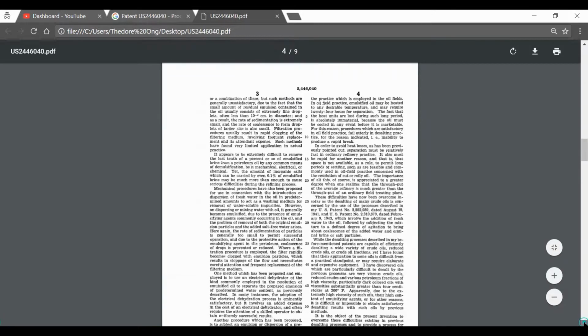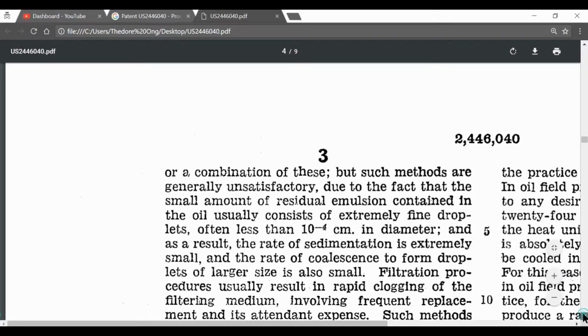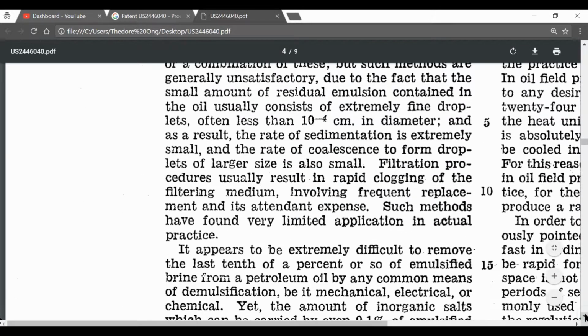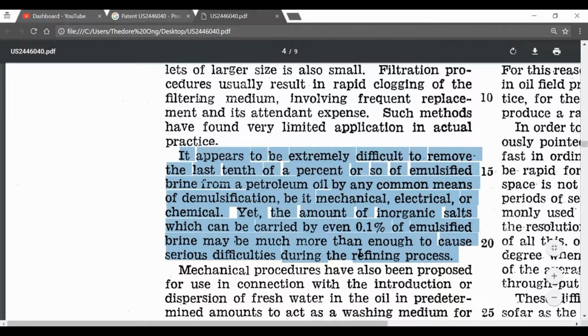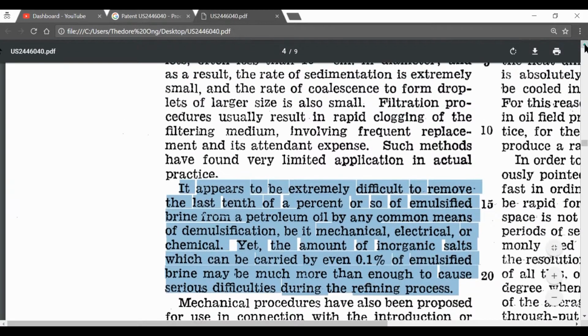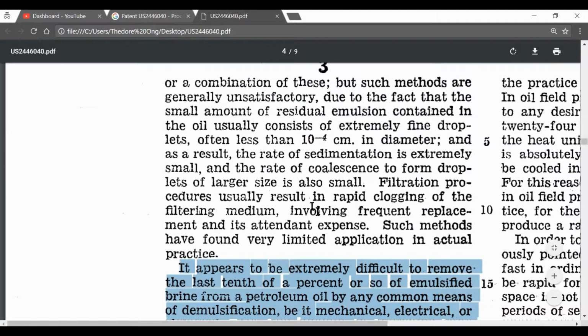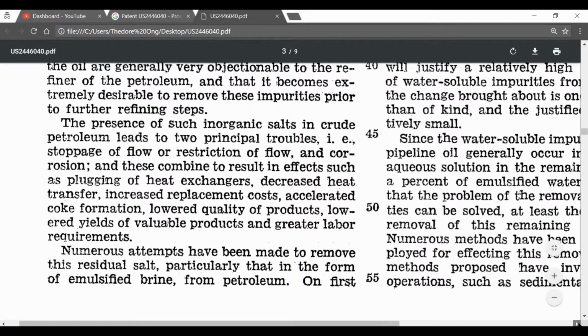Okay, let's move on to the second page. Let's zoom in again. So the train of thought that this guy is trying to bring us through is that basically you need a higher percentage purity and you need it faster in the refinery inside the crude oil in the refinery. Alright. Let's take a look just to be sure.